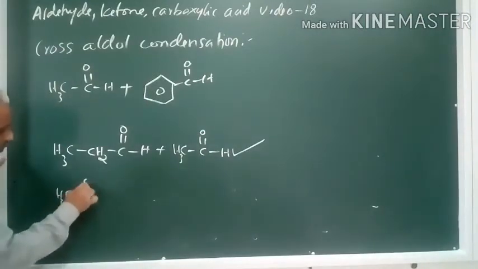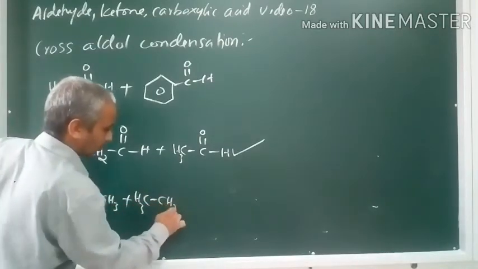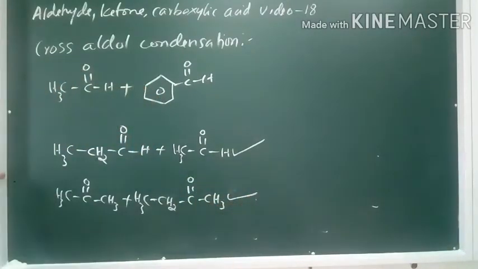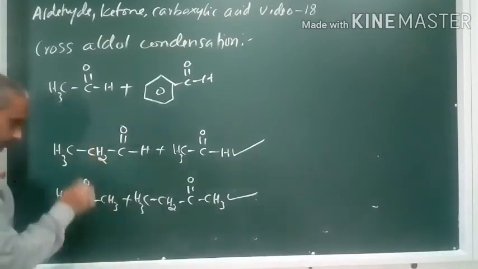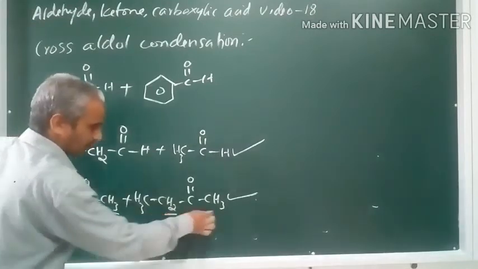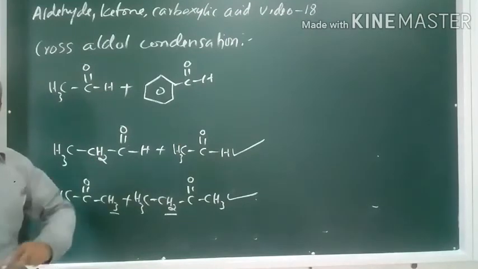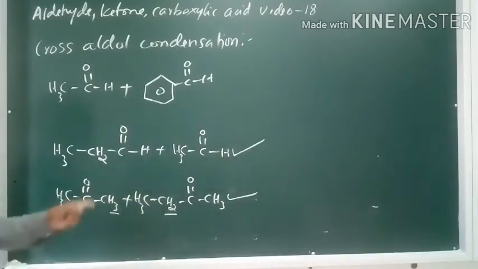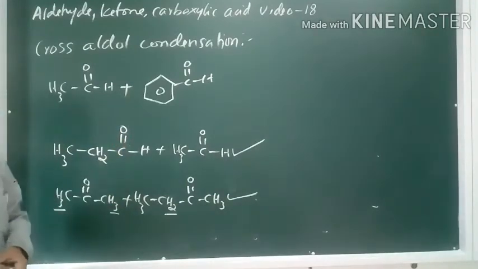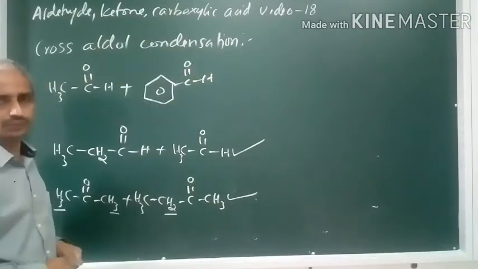CH3 CO CH3 plus CH3 CH2 CO CH3, again cross aldol only, because there is alpha hydrogen, alpha hydrogen, alpha hydrogen. So here also the reaction takes place. These are all cross aldol reactions. Means this molecule will give the cross aldol reactions. Not this much alone is the cross aldol. You have to go for the further reactions also.